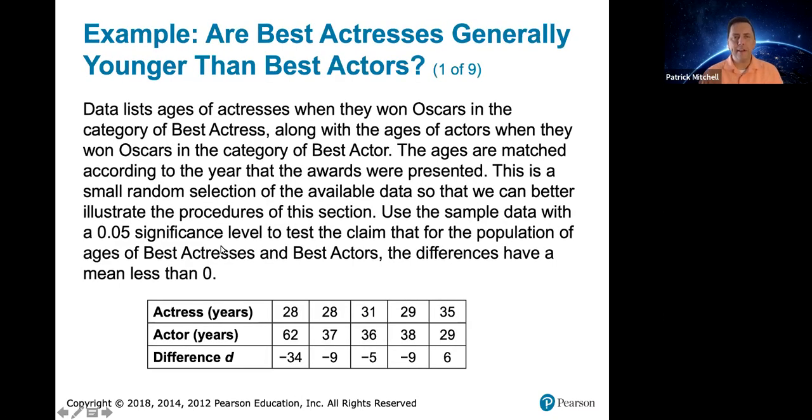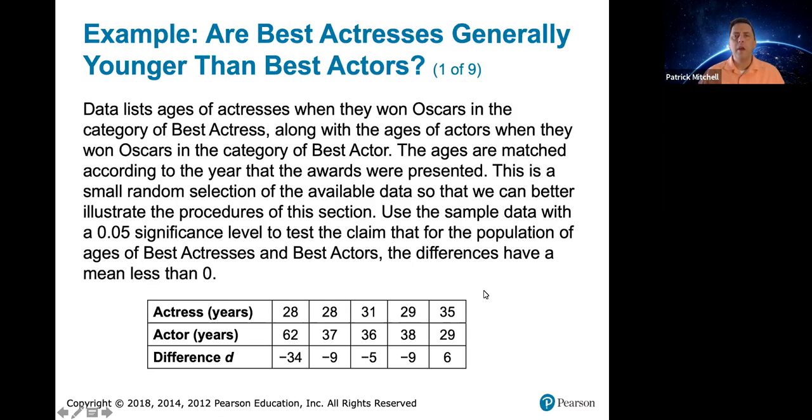All right, so here's an example. Data lists ages of actresses when they won Oscars in the category of Best Actress, along with the ages of actors when they won Oscars in the category of Best Actor. Now, what's going to make these matched pairs is that this sample is taken from 5 particular years. So whatever year the Best Actress was 28 years old, the Best Actor was 62 years old.